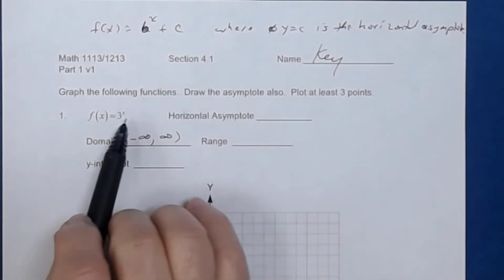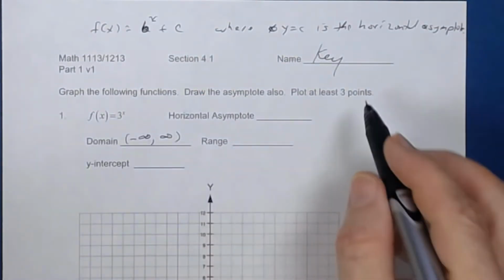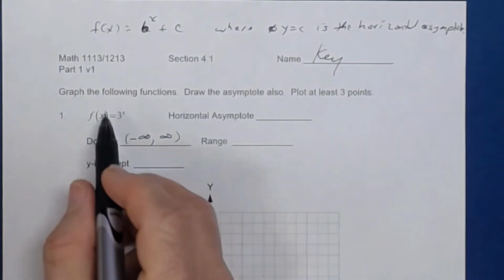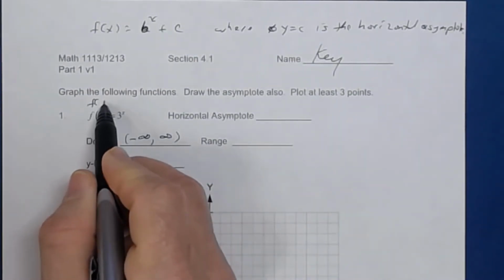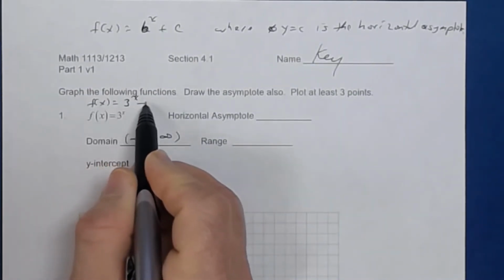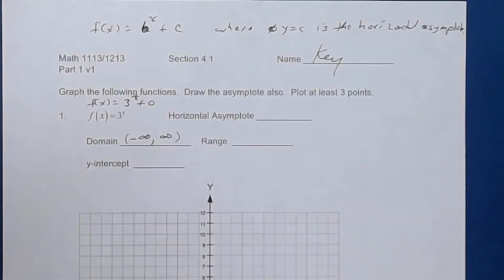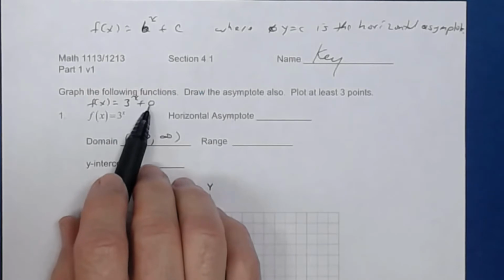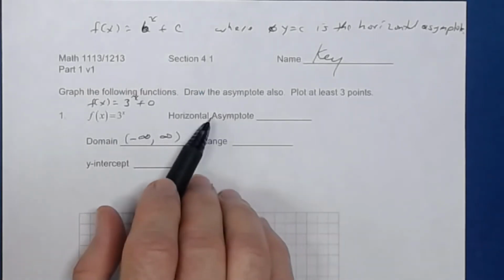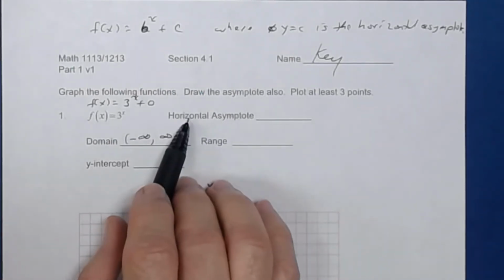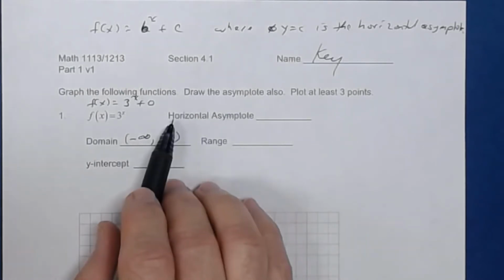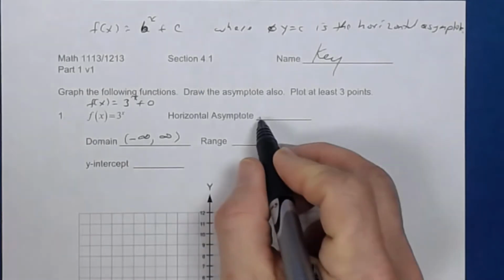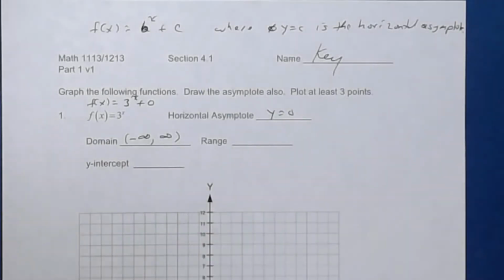So in this case, if you look at f of x equals 3 to the x, that is the same thing as saying f of x equals 3 to the x plus 0. You'll agree with that, right? So therefore, I found my horizontal asymptote. My horizontal asymptote is y equals 0. Now remember, you can't just say 0. It's a horizontal asymptote, a line, so you have to indicate it as an equation. So you have to say y equals 0.